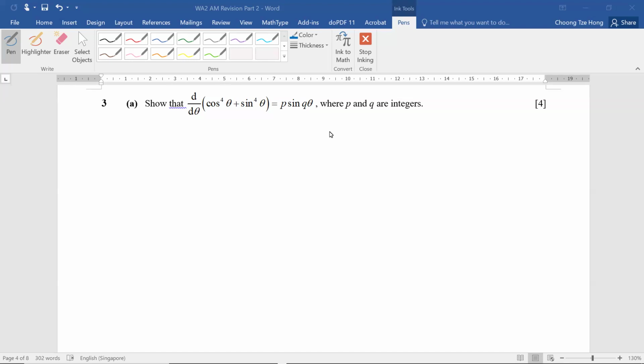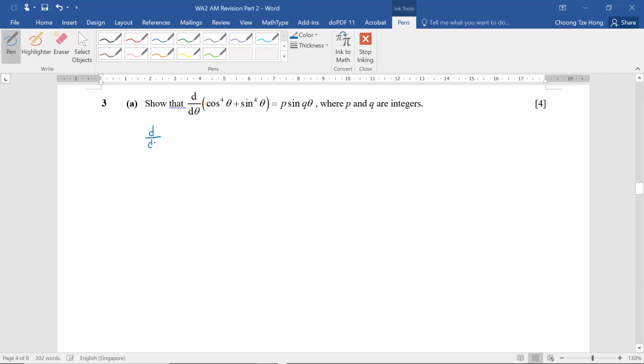In part A of the question, they want us to show that d/dθ of cos⁴θ + sin⁴θ is equal to p sin qθ, where p and q are integers. Basically, what they want us to do is to differentiate the expression on the left side, and then slowly simplify it until we get this form, p sin qθ. So let's go ahead and start differentiating.